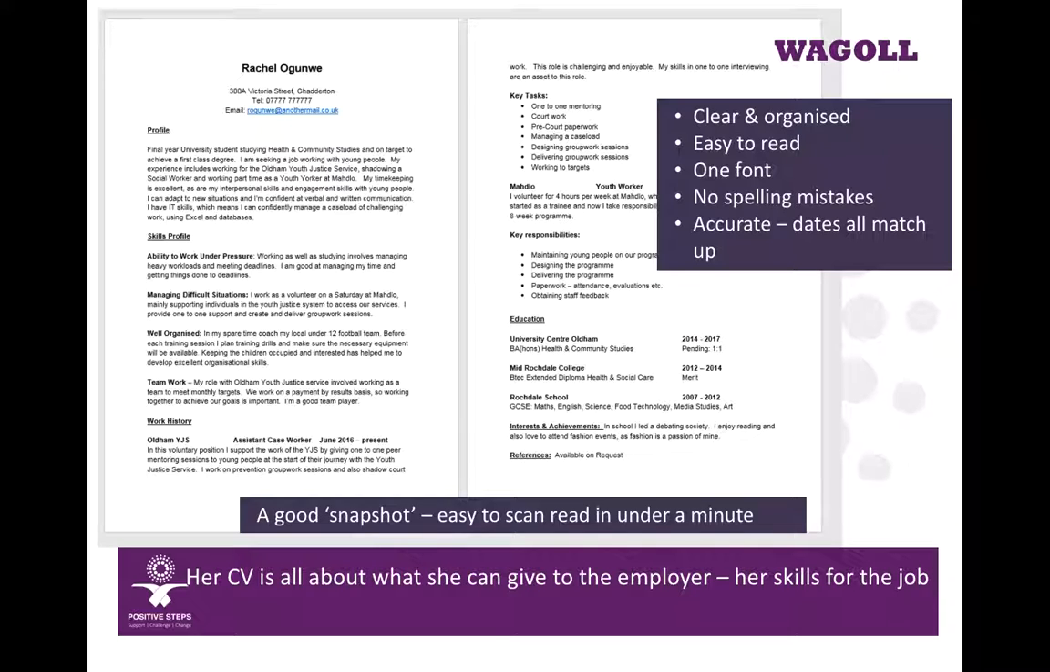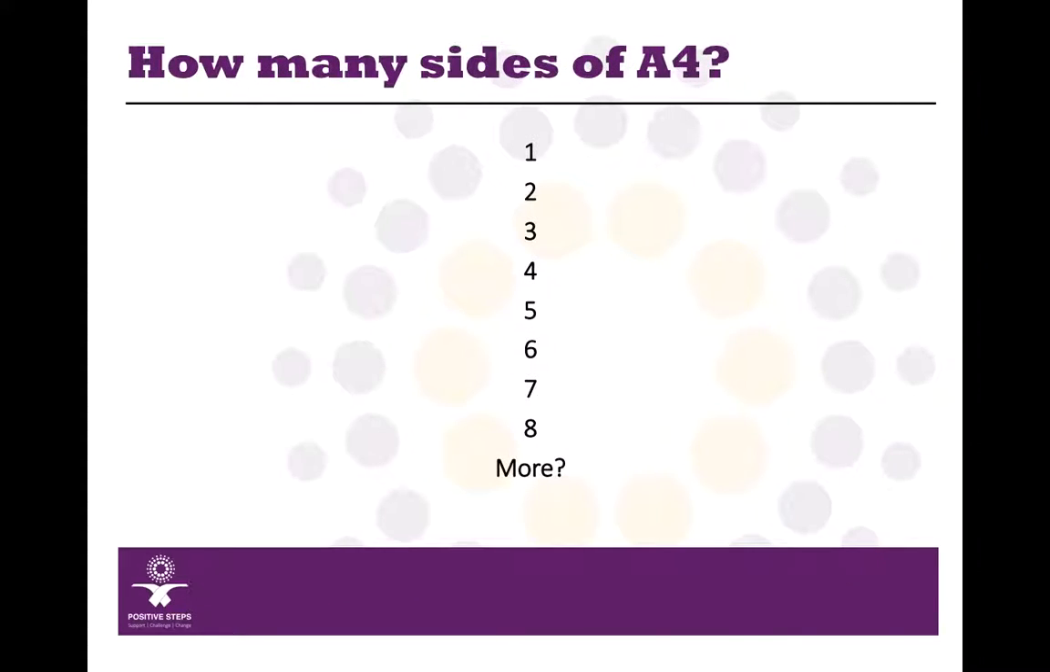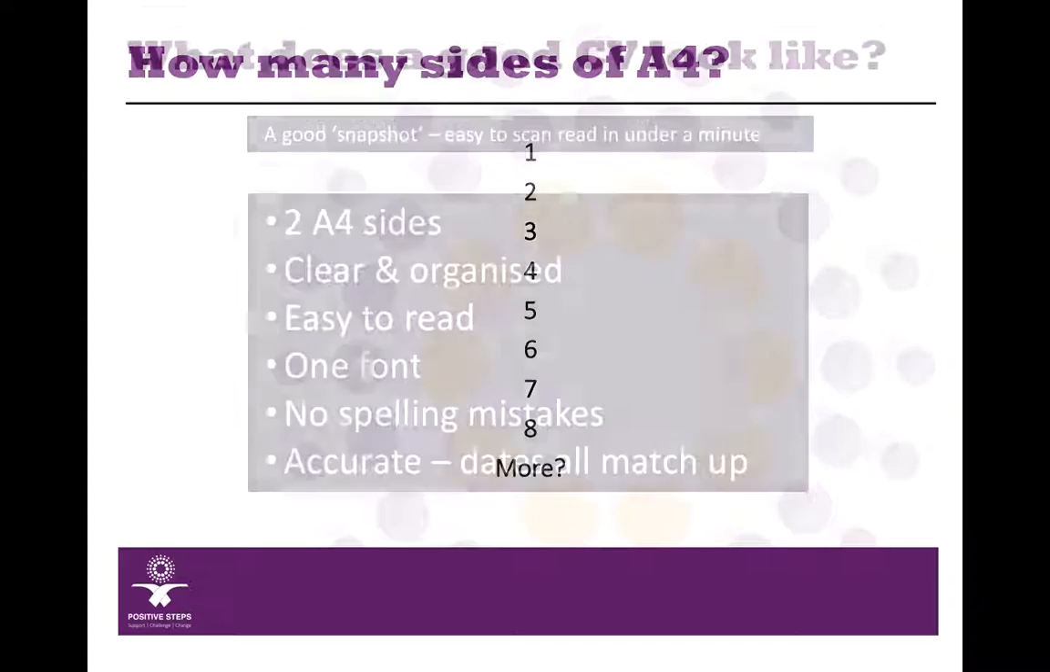So now we're going to move on. How many sides of A4 do you think should be the maximum for a CV? How many sides of A4? Well, I can tell you that the maximum should be 2 sides of A4. So you need to use all of that space really well to get in the maximum information about you to be able to sell yourself.